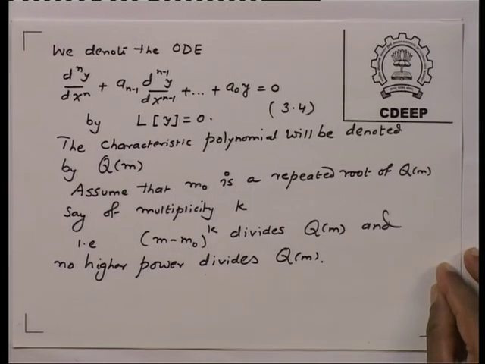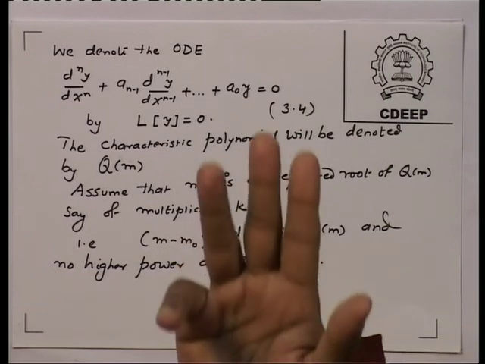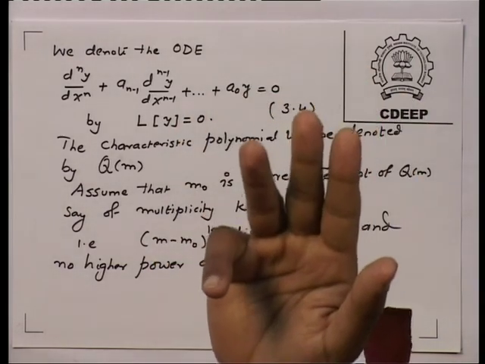Let us denote the ODE symbolically as Ly equal to 0. There is no need to write the whole expression. The left hand side is a linear operator: nth derivative plus a_{n-1} times the (n minus 1)th derivative plus a_{n-2} times the (n minus 2)th derivative, etc., operating on y. That is, d^n by dx^n plus a_{n-1} d^{n-1} by dx^{n-1} plus etc. plus a_0, a linear operator operating on n times differentiable functions, right. The set of all n times differentiable functions on the real line is a vector space. On that vector space you have a linear operator, correct.